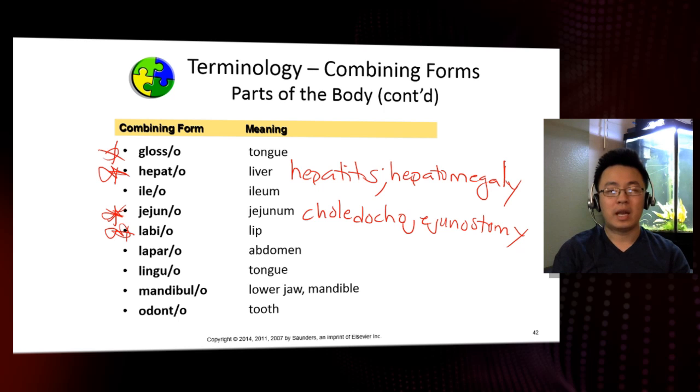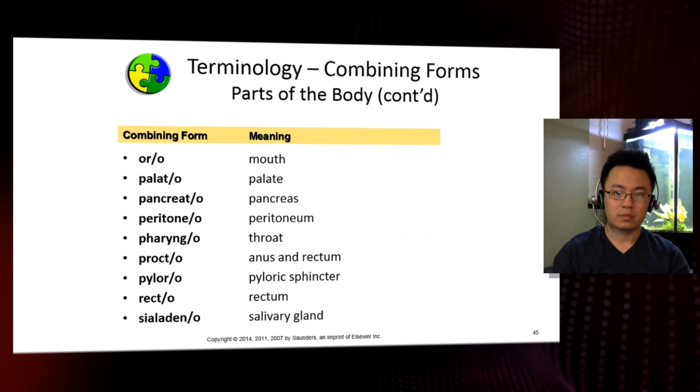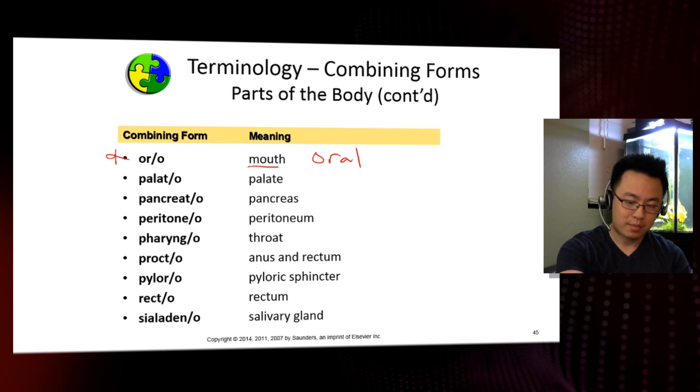Another one here, labio, means lip. Now there are two references to the combining form labio. In this chapter, it means the lips. We have another one here, laparo, which means the abdomen. We have another one, linguo, which means tongue. More combining forms we definitely have here. Oro, which means mouth. For example, oral. Oral means pertaining to the mouth.